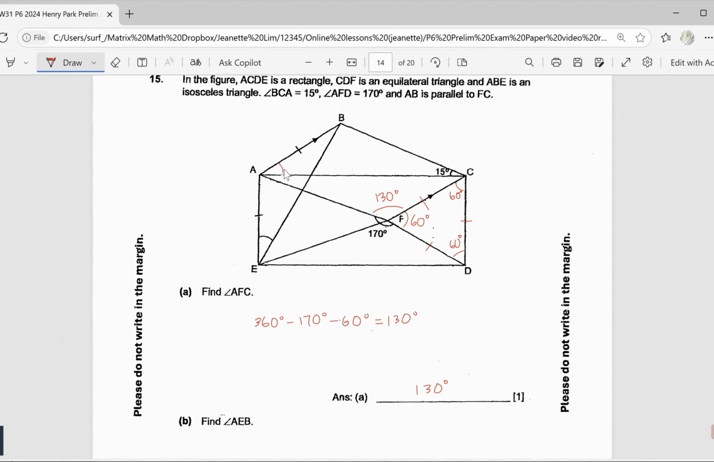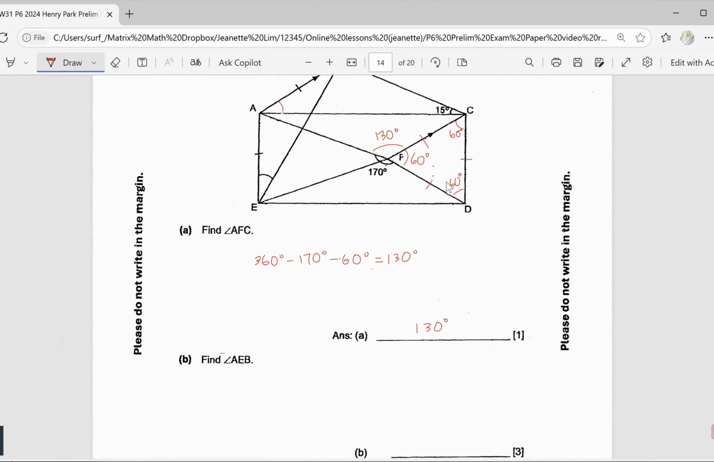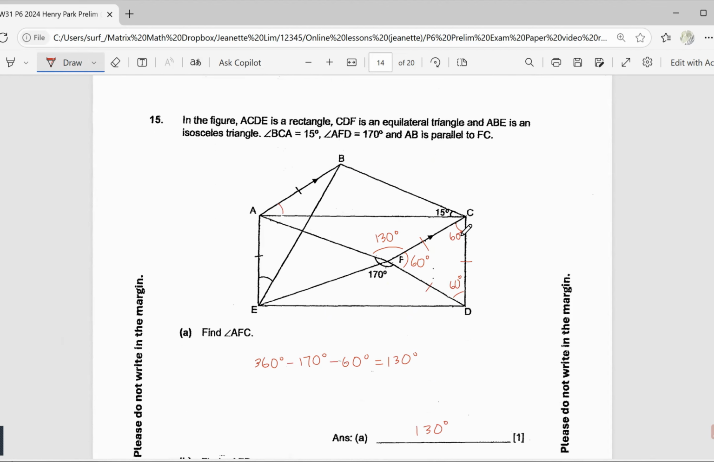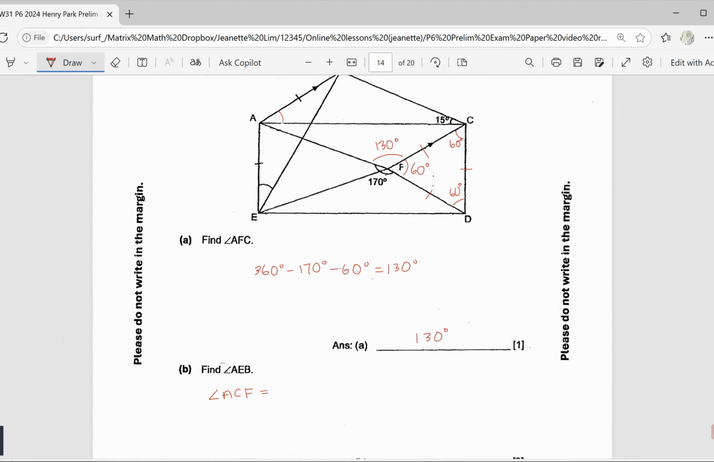BAC here. And you see there are parallel lines. So actually you can use the alternate angles if you know this angle ACF. So let's find ACF. The fastest way would be to use, because this is a rectangle, so this is 90 degrees, 90 minus 60, 30. So over here we have 30 degrees.